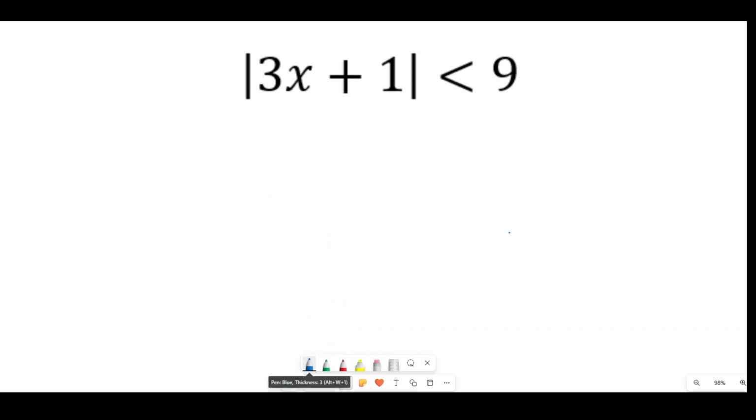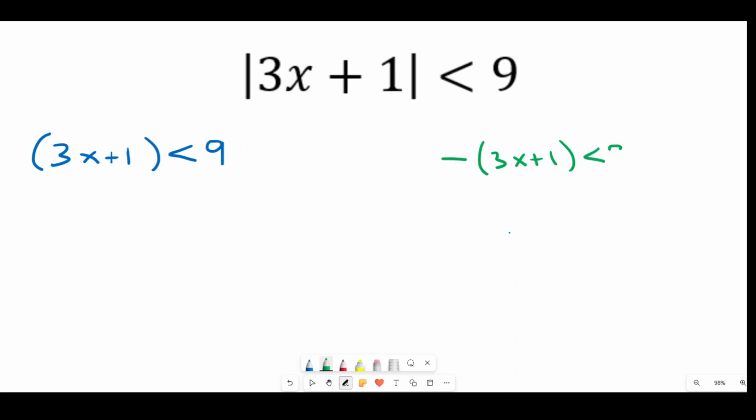So the first thing I'm going to do is rewrite this as two different equations. The first equation is simply replacing the absolute value signs with normal brackets, and then I'll go from there. And the second equation is replacing the absolute value with brackets, but inserting that negative in front to represent what the absolute value signs would do if I had a negative value with 3x plus 1. So now I just have two distinct inequalities to solve.